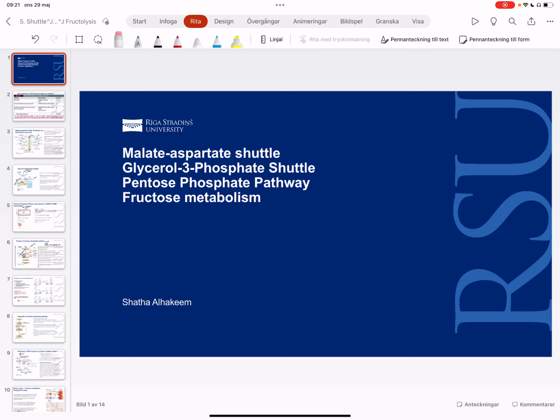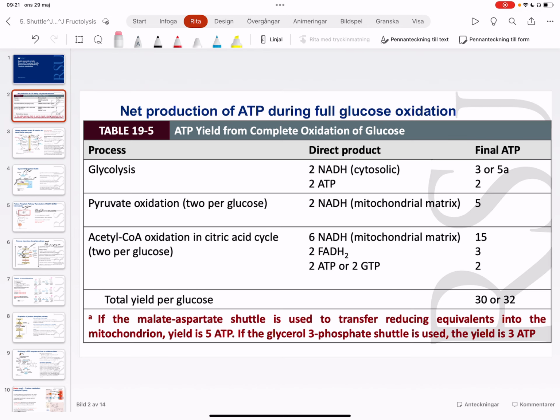Okay, so today we're going to talk about the malate-aspartate shuttle, glycerol 3-phosphate shuttle, pentose phosphate pathway, and the fructose metabolism. In order to explain the malate-aspartate shuttle and the glycerol 3-phosphate shuttle, we have to talk about ATP production. So when we go through glycolysis and the pyruvate oxidation and the citric acid cycle, when we go through all of these steps that will give us energy, we will either get 30 or 32 ATP.